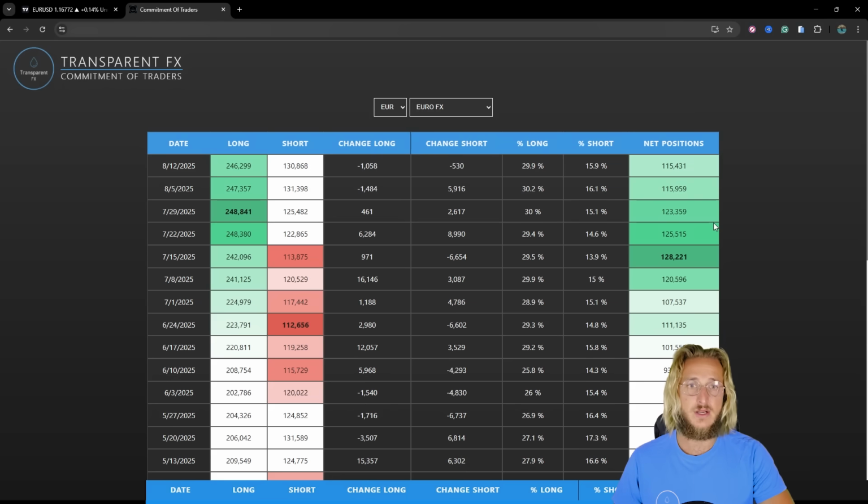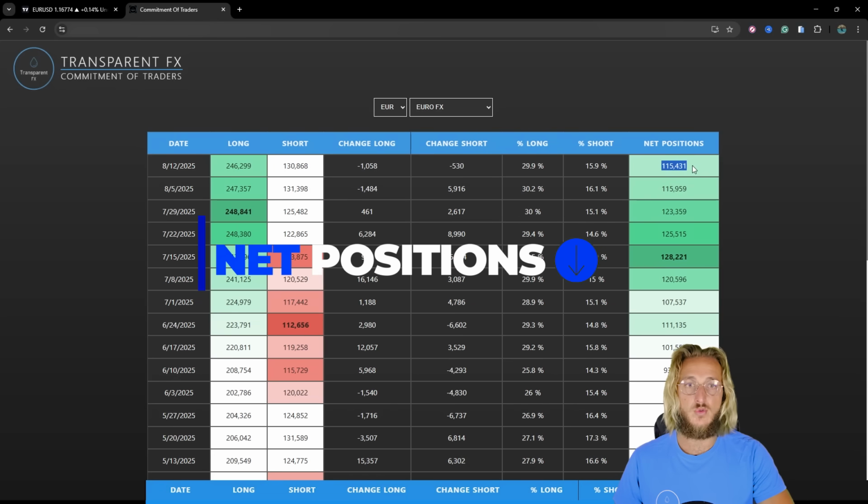And what we can see here is that with the last reports, net positions have been decreased. We went from 128.2k net positions all the way down to 115.4k net positions.